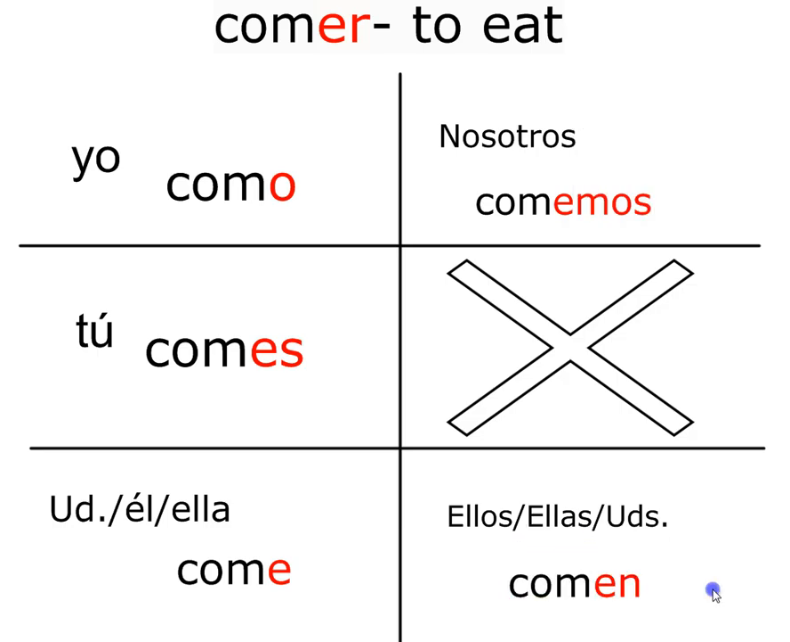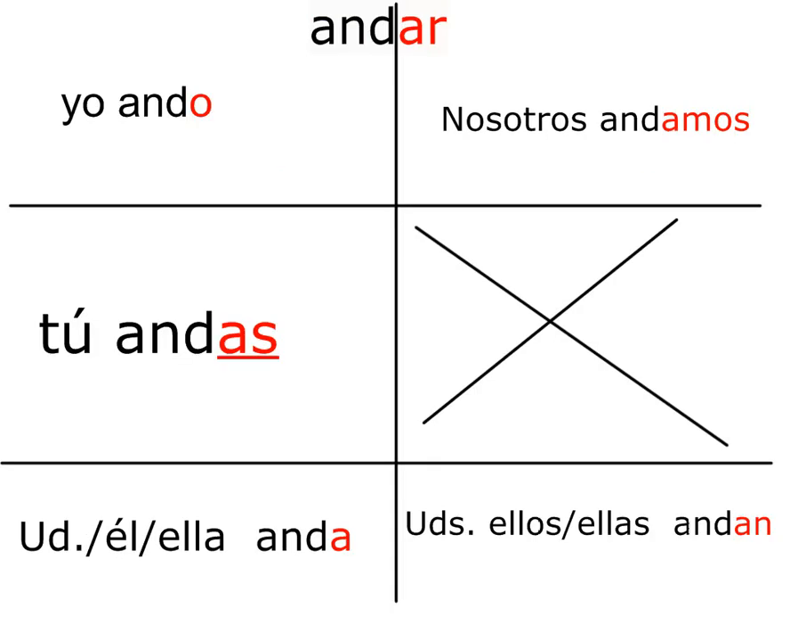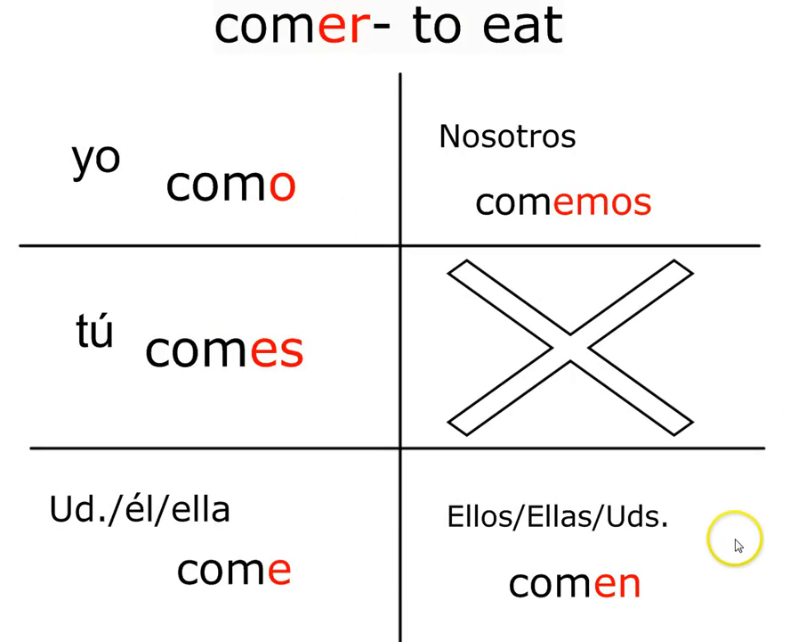Again, hopefully this is starting to make some sense because it has a similar pattern to these. Look at these, and then look at this. Very, very similar. So it's O, es, e, emos, and en. Como, comes, come, comemos, and comen. So those are my 5 endings. Bueno? Cool. We have another type of verb left.